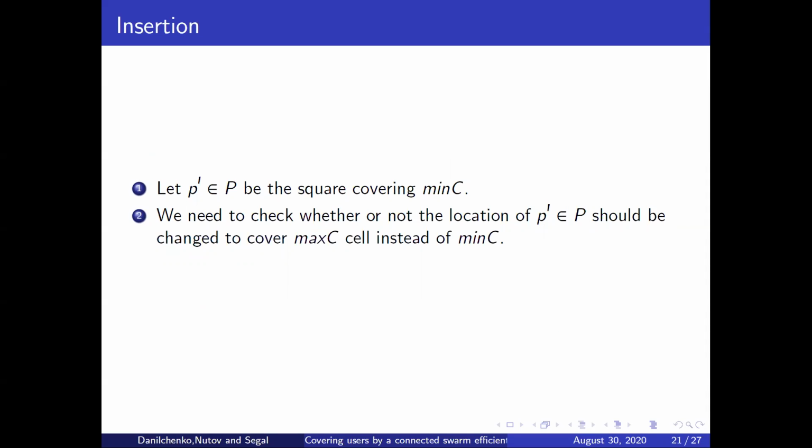Let P be a square covering min C. We need to check whether or not the location of P should be changed to cover the max cell instead of the min cell. If the weight of min C is greater than max C, we finish. In the other case, max C is greater than min C, we have to replace the square P to cover the cell max C. As a result of this, we have to update the data structure D2.